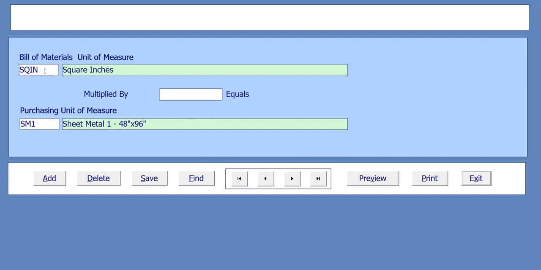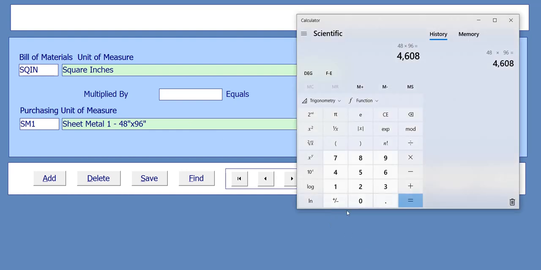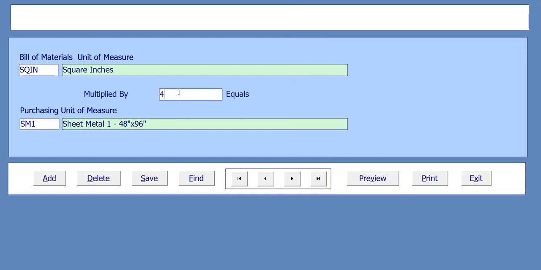So how many square inches are in one of these sheets? I'll take my calculator out, and I'll go 48 by 96. And so there's 4,608 square inches per one sheet metal. So I'm going to say 4608. So this is saying square inches multiplied by 4608 is equal to one sheet of this 48 by 96. So I'm going to save that.